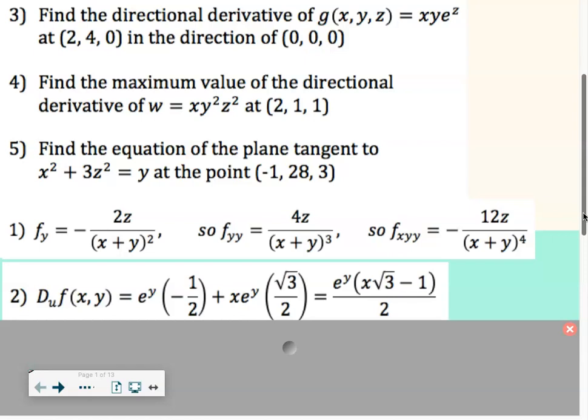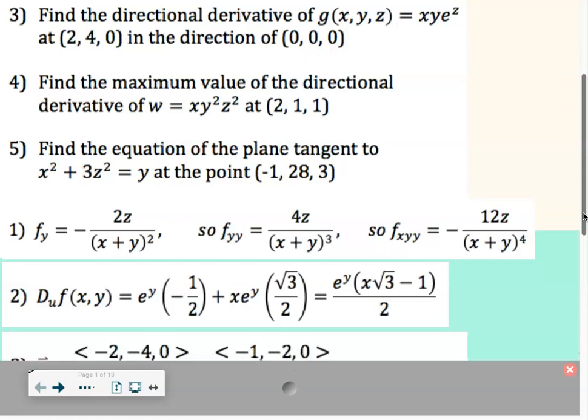All right, number 3. Now we're doing a directional derivative. We have a point, and from that point, we're pointing in the direction of 0, 0, 0. So I was hoping you would find a vector from 2, 4, 0 to 0, 0, 0. You end up with the vector negative 2, negative 4, 0. But then, of course, you have to turn it into what kind of a vector? Unit vector, right? And then your directional derivative is the dot product of the gradient and the unit vector.